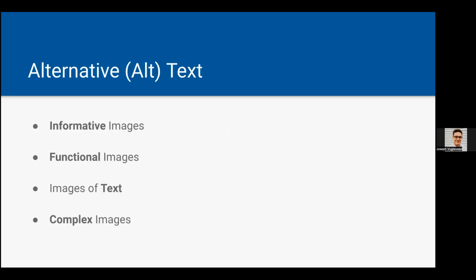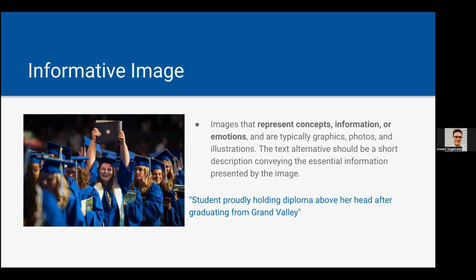Images, the alt text, as Zach was talking about earlier, it's required. There are really 4 types of images that you're going to be uploading: informative images, functional images, images of text, and complex images. I know I'm going through this very fast. I'm happy to stick around if you want to talk more about this, but I want to make sure I get to the SEO part as well.